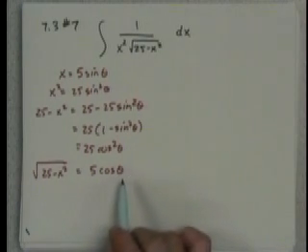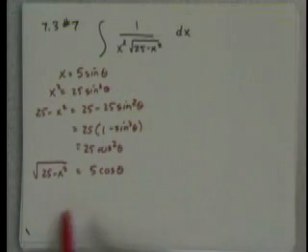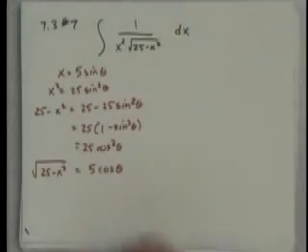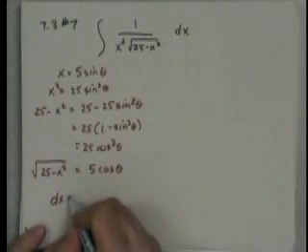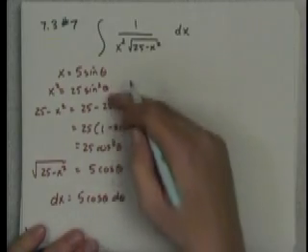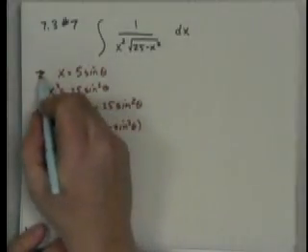Normally you'd have absolute values around this, but because inverse sine is restricted to the first and fourth quadrants, cosine's always positive in those quadrants, so we don't need to put those in there. And lastly, the derivative of x is going to be 5 cosine theta. But this again isn't based on the algebra work here, it's based on looking back at the first substitution.